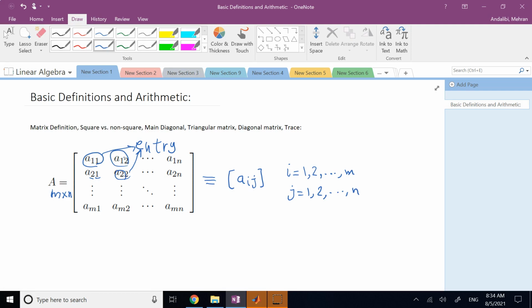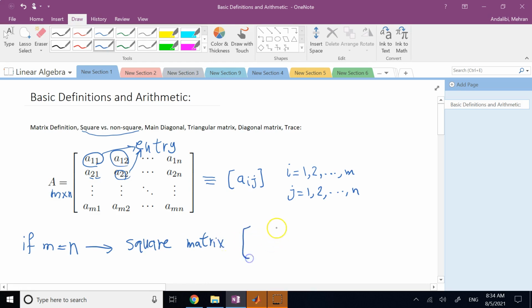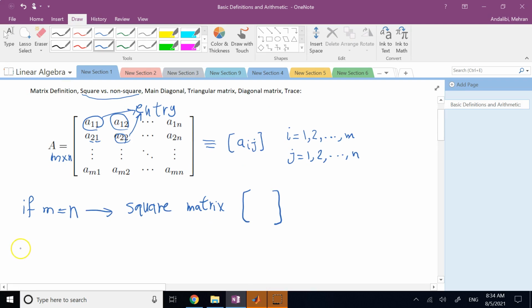Now, depending on whether it has more rows, more columns, or the same number of rows and columns, we can give a different name to the matrix. If m is equal to n, so it has the same number of rows as columns, then we call the matrix square. The definition makes sense: it is a rectangle with the same size in both directions, so we call it a square matrix. 2 by 2, 3 by 3, 4 by 4. Now, if m is not equal to n, then of course we call it a non-square matrix.